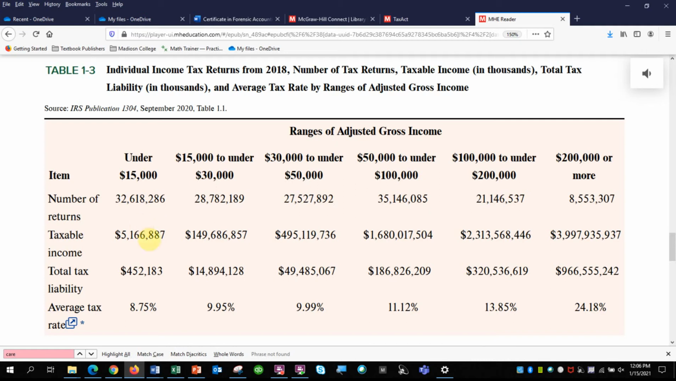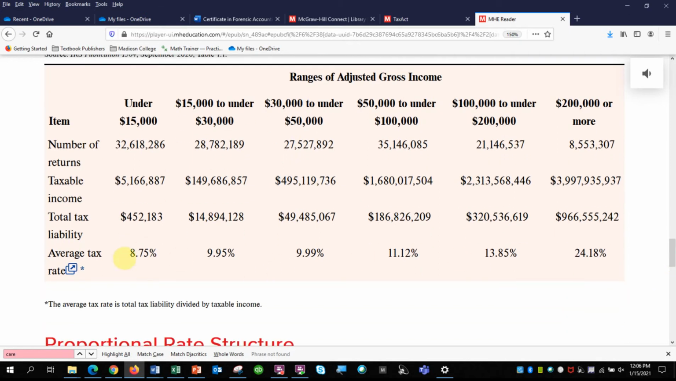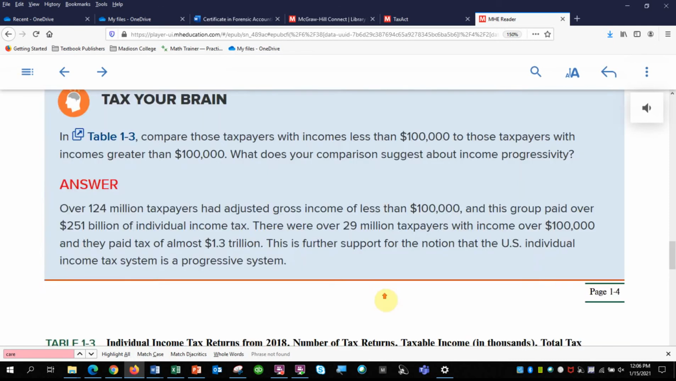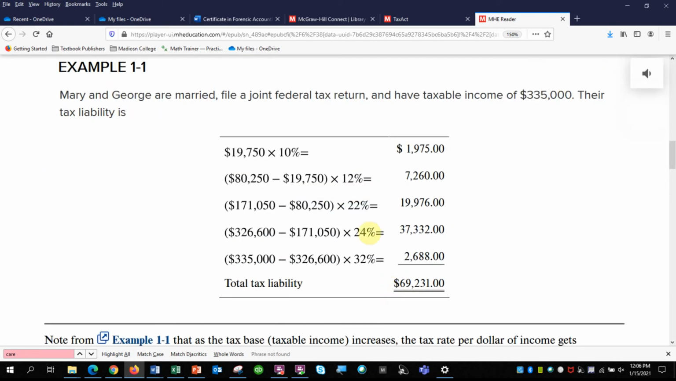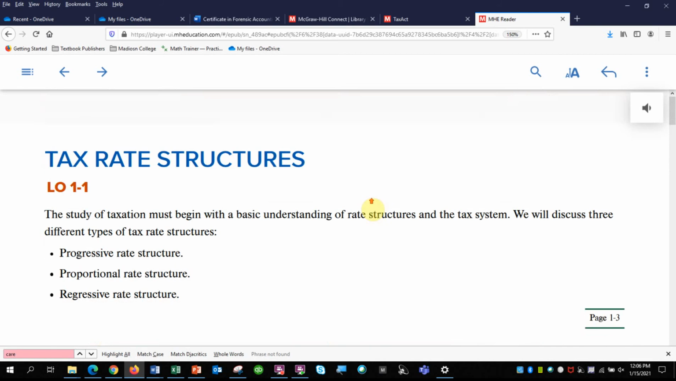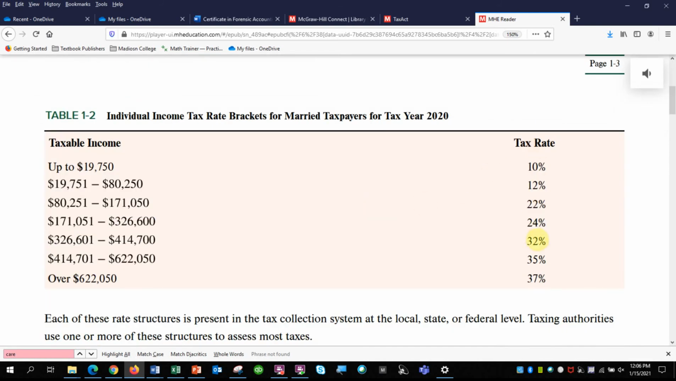And then they do give what I think is a very significant and relevant tax burden for these taxpayers, and that is the average tax rate under each of these categories. Remember, this is not the marginal tax rate. This is not based on 12%, 22%. I'll scroll up here. The average rate is generally not going to be the same as the marginal tax rate.